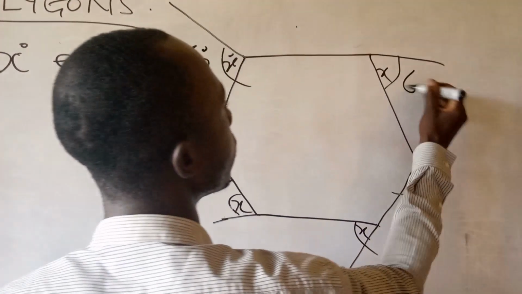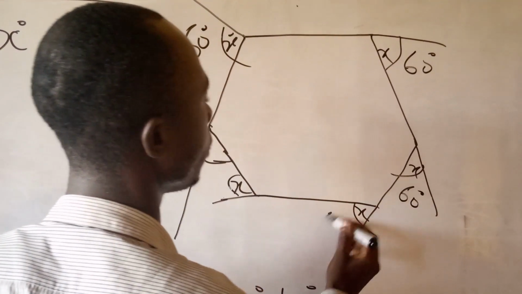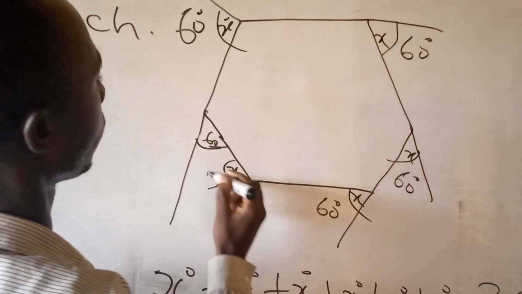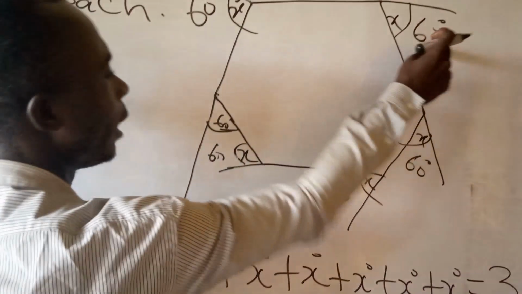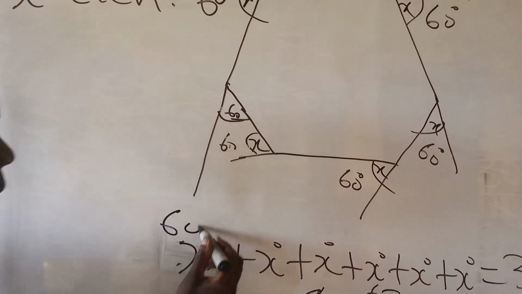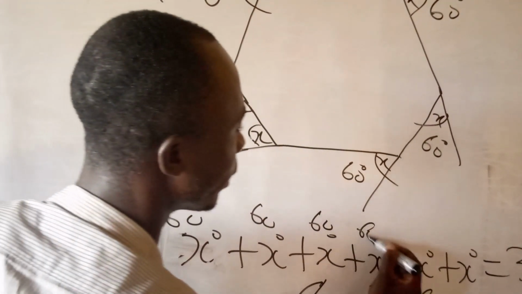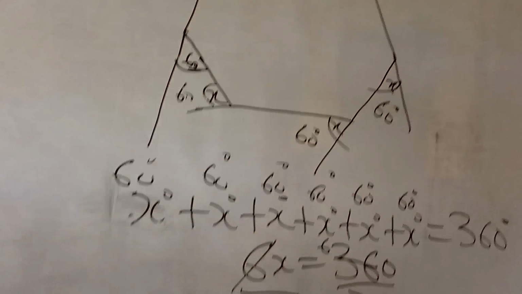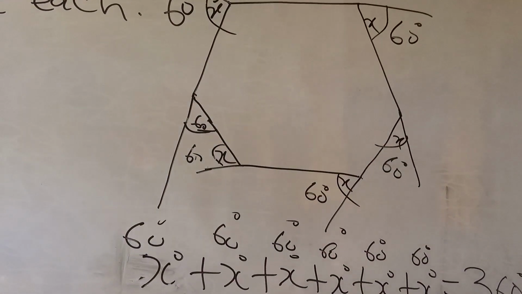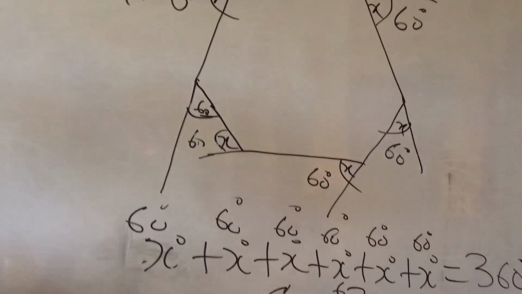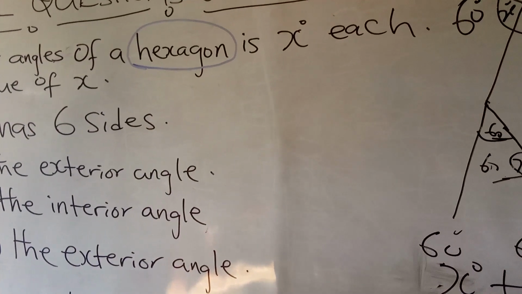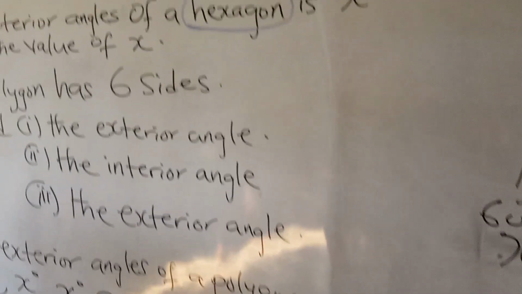Now let me prove it. 60, 60, 60, 60, 60, and 60. Once we add them up, it becomes 360 degrees. This means we are not violating the rule, because exterior angles add up to 360 degrees. So this x is 60 degrees. Let's move on to our second example.